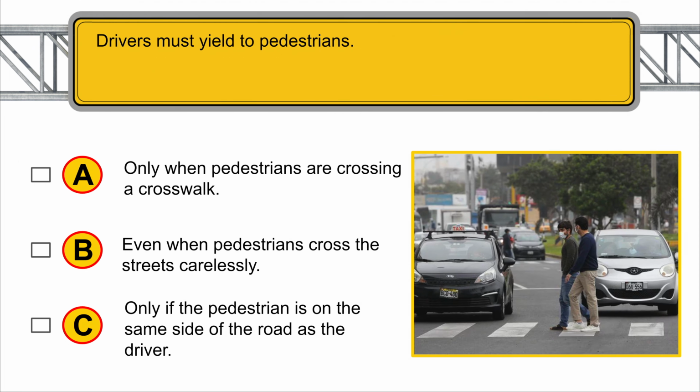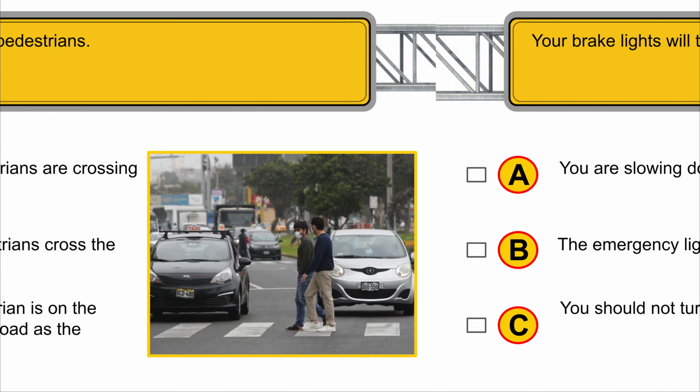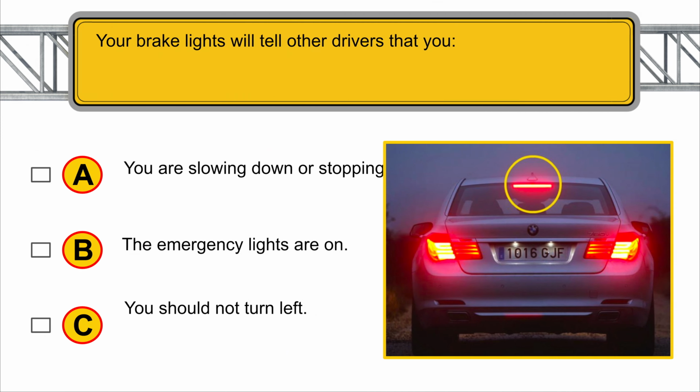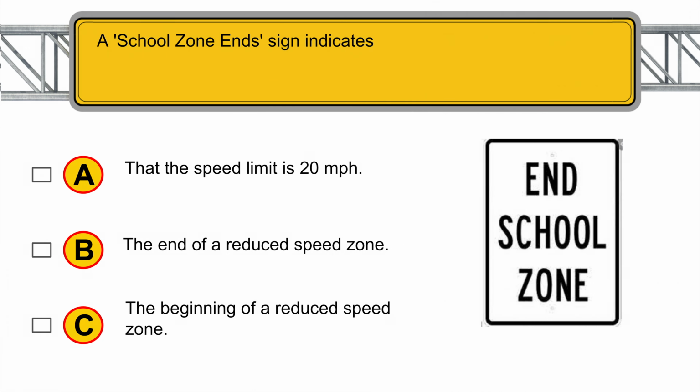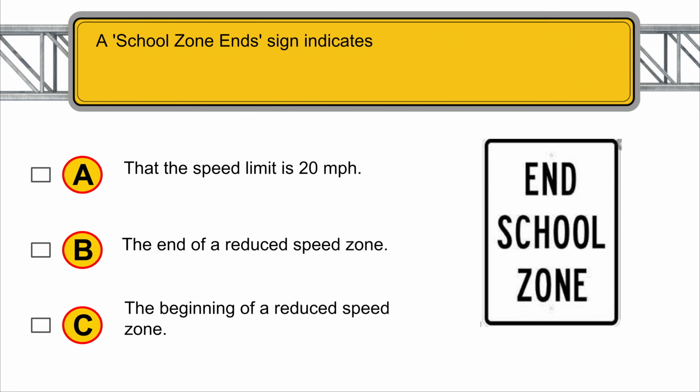Drivers must yield to pedestrians, even when pedestrians cross the streets carelessly. Your brake lights will tell other drivers that you are slowing down or stopping. A school zone ends sign indicates the end of a reduced speed zone.